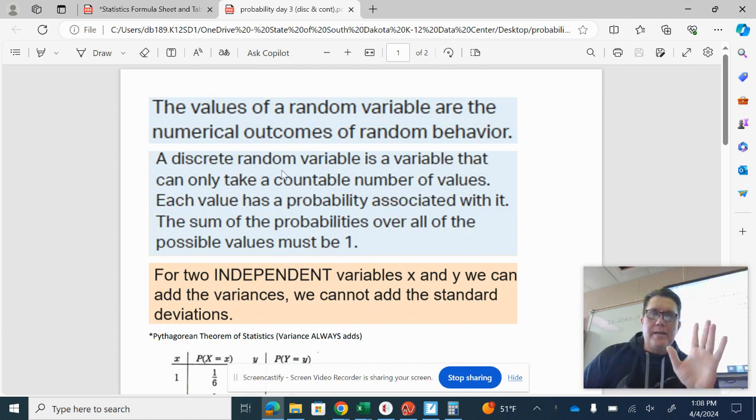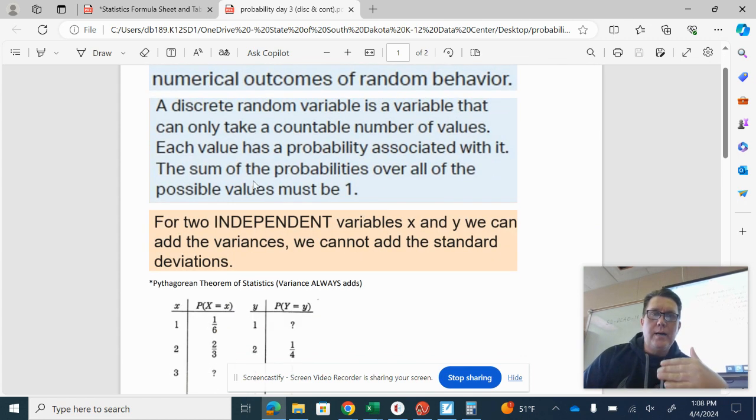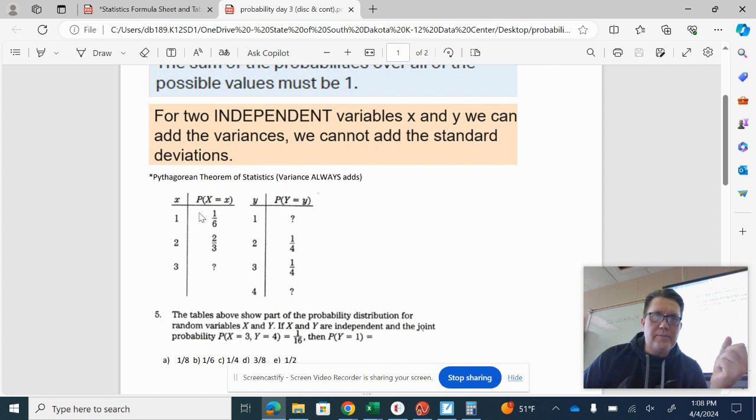A discrete random variable is a variable that can only take a countable number of values. Each value has a probability associated with it. So, for instance, here we've got a distribution. It says this is 1, 2, and 3, and the chance of 1 is 1/6, the chance of 2 is 2/3, and the chance of 3, we have to figure it out.